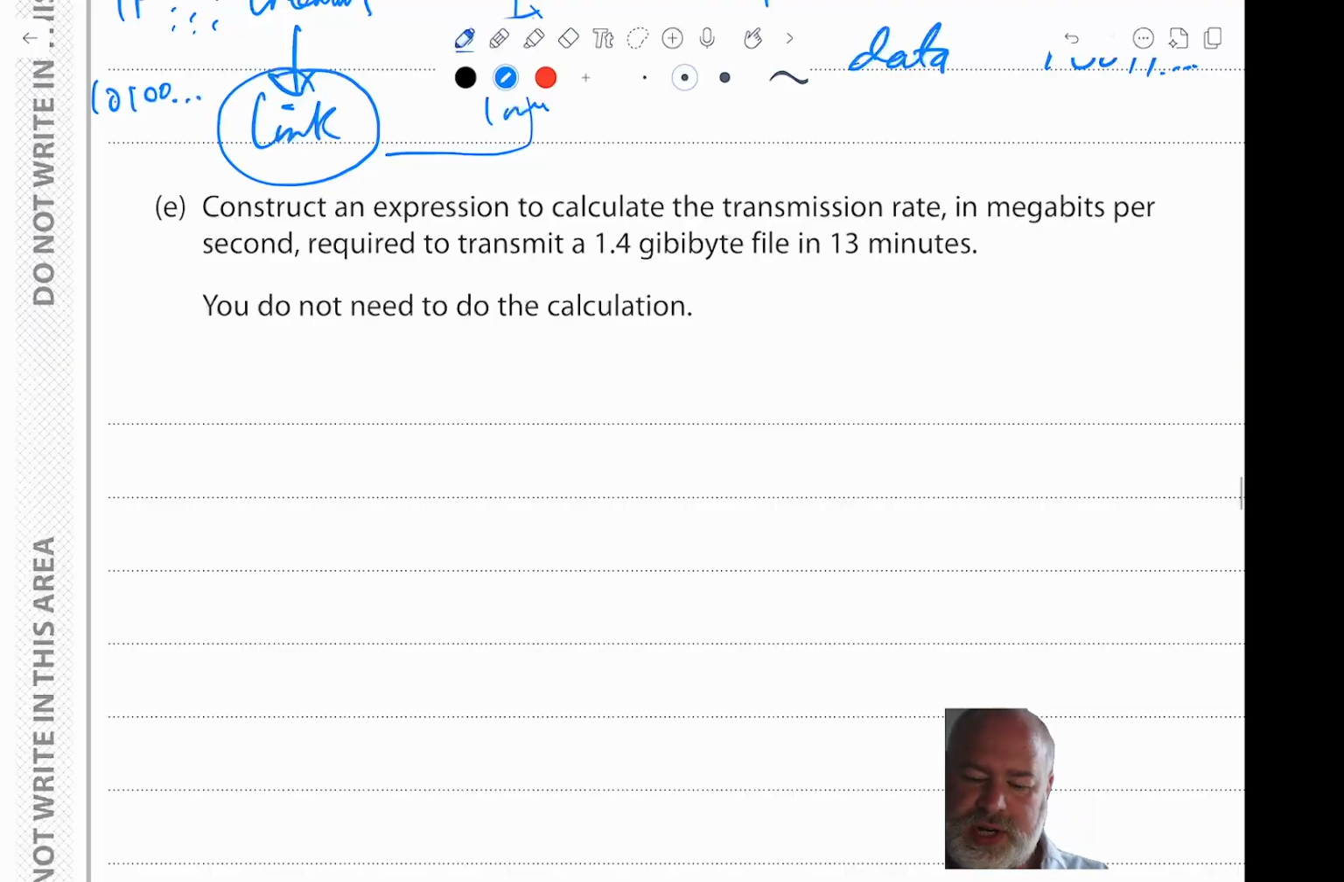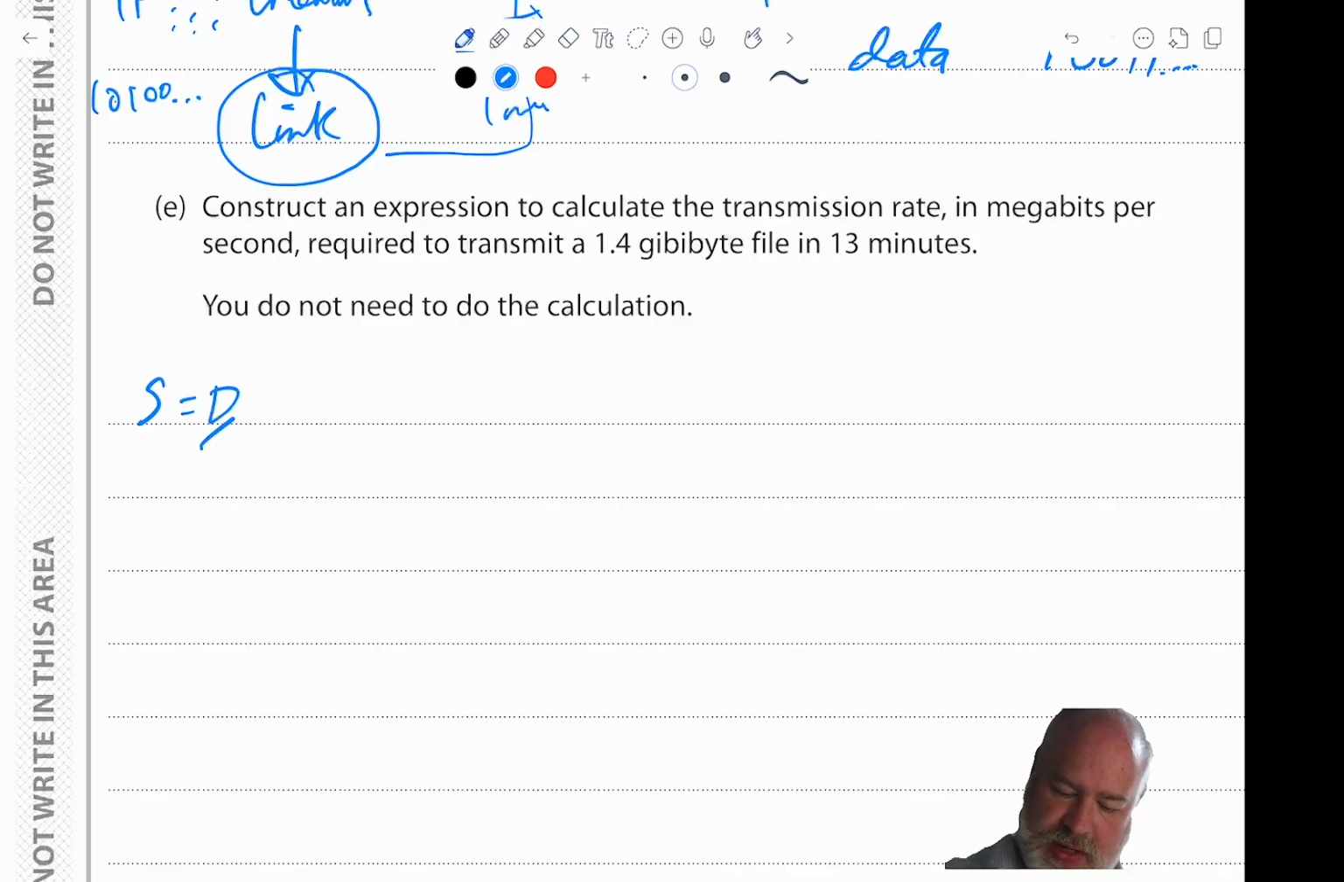Construct an expression to calculate the transmission rate. So the way I remember this is speed equals distance divided by time. Easy formula from maths and physics, right? It's the best analogy, and distance is like the file size, and you might sometimes have to rearrange this equation.